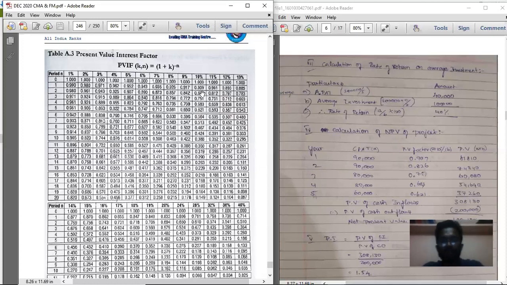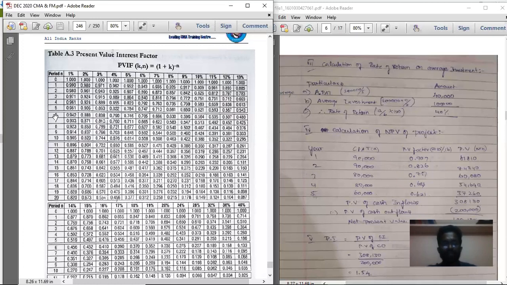That's all. See here, for first year, what is the present value factor? 10% for period 1. So 0.909. Copy it here, 0.909. And for 10% for second year, what is the factor? 10% for second year factor is 0.826. So copy it, 0.826. This is how you should calculate present value factor. Simple. You should see what is the percentage and you should see the number of years, that is which year you want.